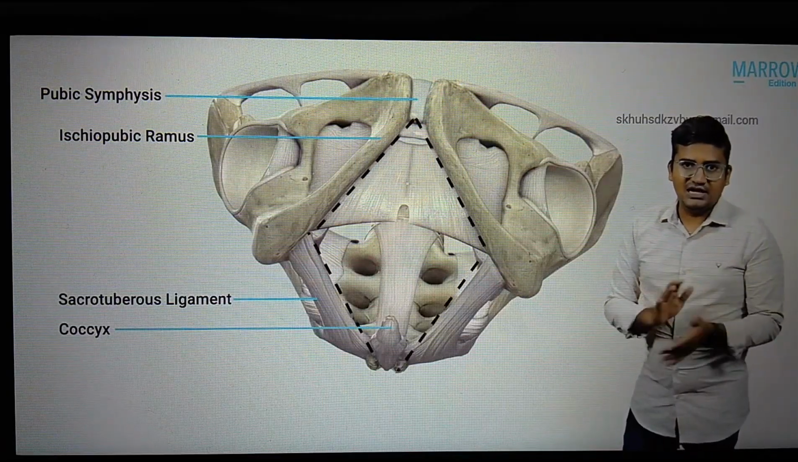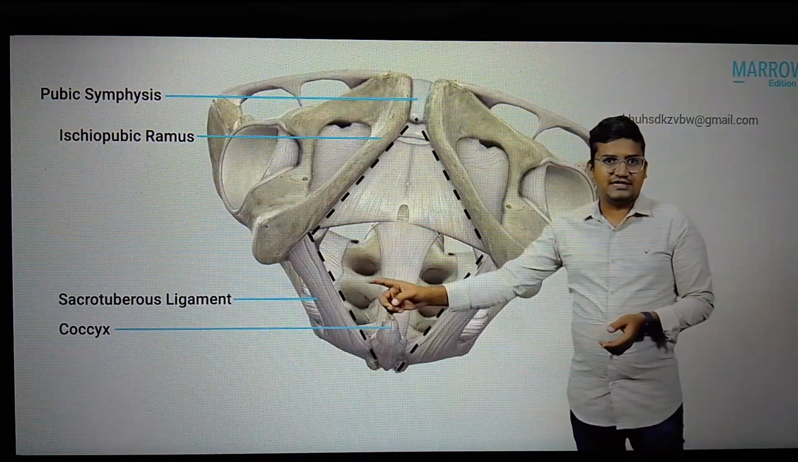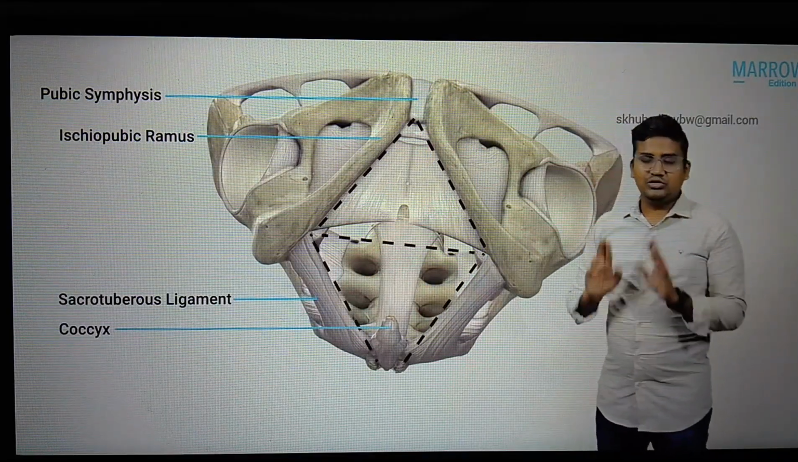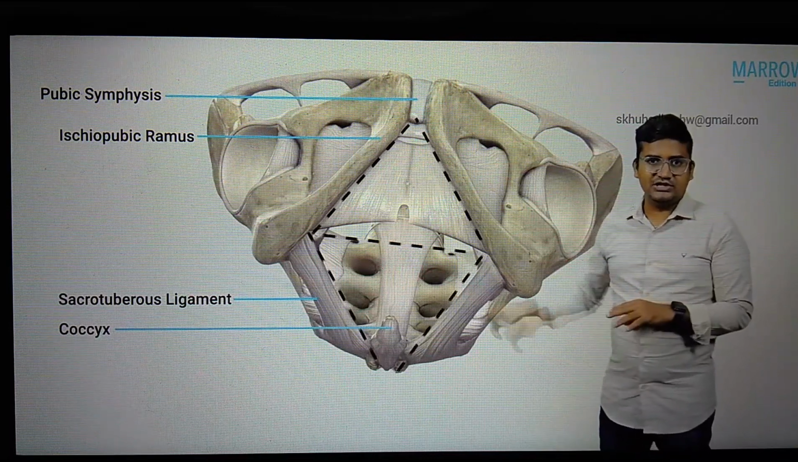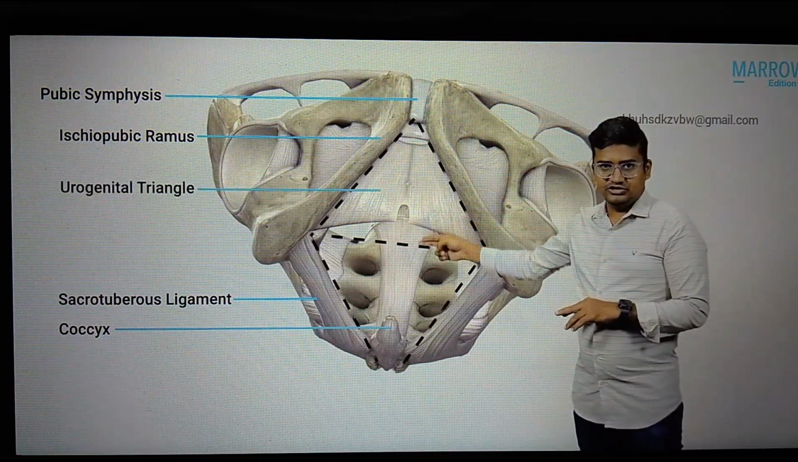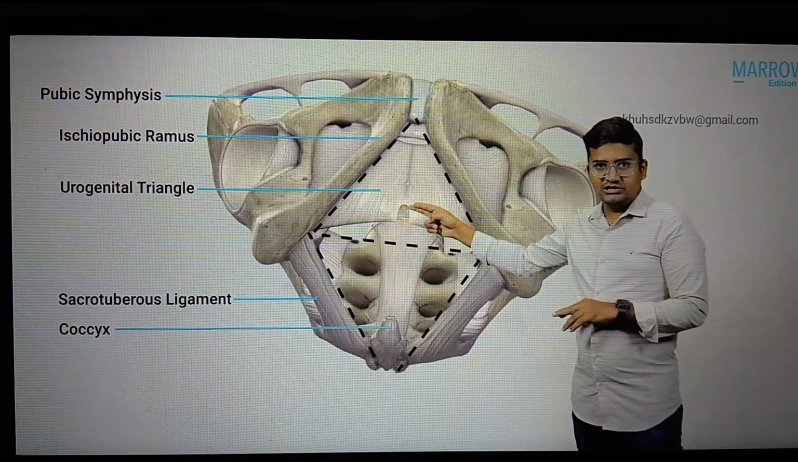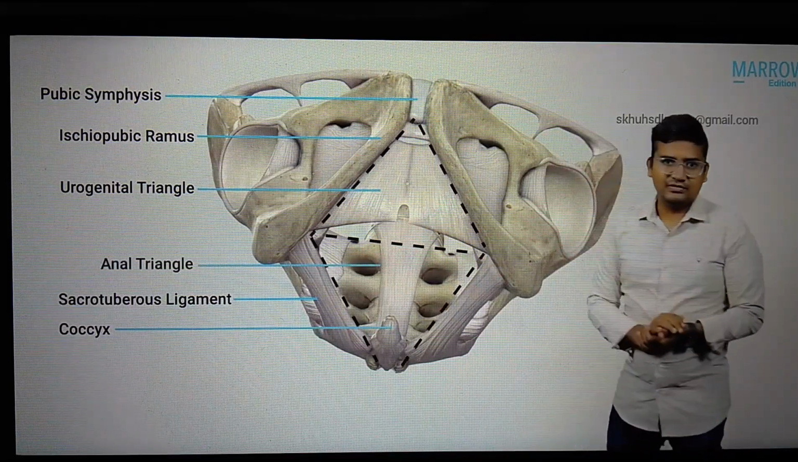Now, we're going to draw one imaginary line connecting the ischial tuberosities of the two sides. Now, we get two triangles. The triangle in front is called the urogenital triangle. We have drawn one imaginary line. This is the urogenital triangle, and below that, this is our anal triangle.